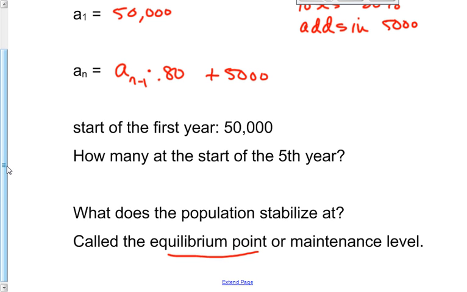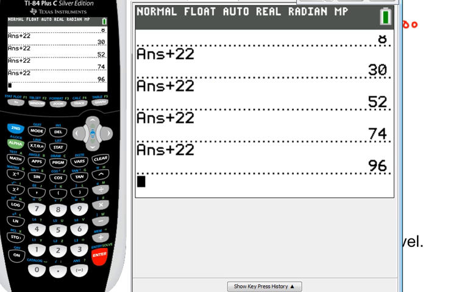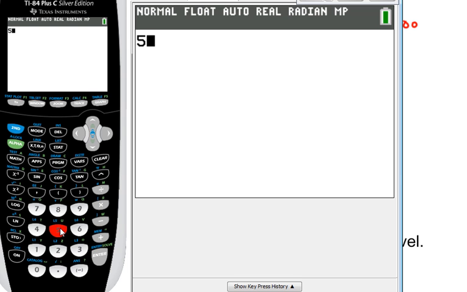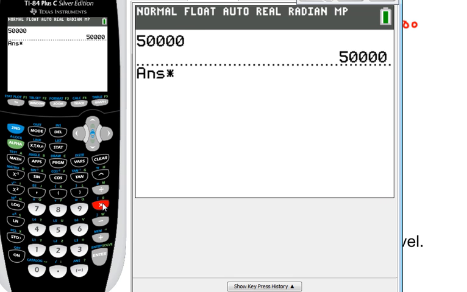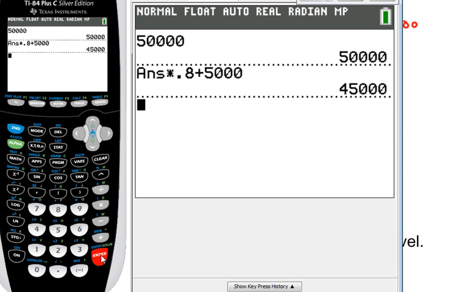Remember what we need to do. We're going to take previous answer times 0.8 and then 5,000. So we'll go to our calculator. We're starting with 50,000 people. Enter. We're multiplying by 0.8. That's how much we're keeping. We're keeping 80%. And then we're going to add in 5,000. Do both commands at the same time. Now hit enter. This will be the number at the start of the 2nd year. So remember we said at the start of the 1st year we have 50,000. At the start of the 2nd year is 45,000. Now you need to count every time you hit the enter button.